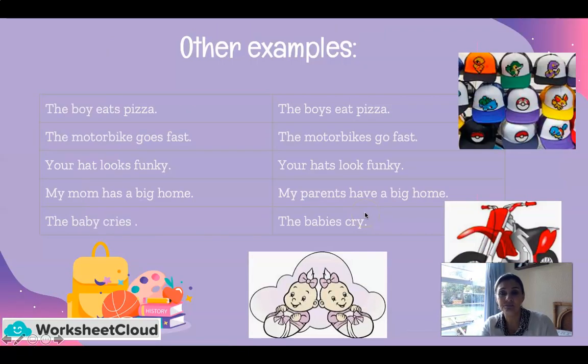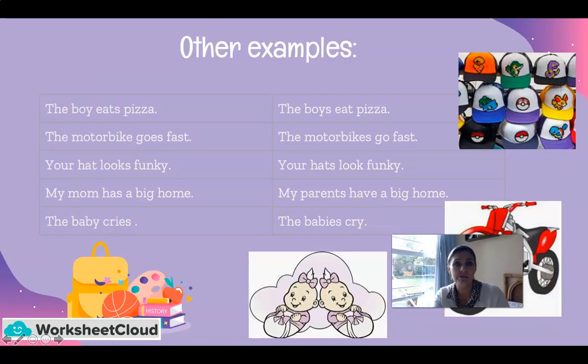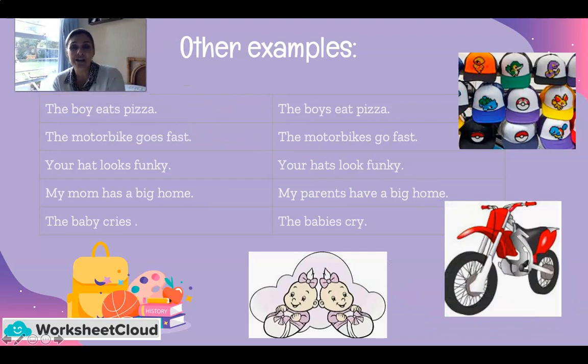So let's take a look at some other examples. I'm just going to move myself around here on the screen. So other examples, there's the first one, the boy eats pizza, the boys eat pizza. So let's look here on the left at the motorbike. So one motorbike, the motorbike goes fast. Can you see? You've got a singular subject and it has the S. Goes fast. But when I've got a whole group, plural, more than one, the motorbikes, there's the S already, it doesn't need an S in your verb. The motorbikes go fast.